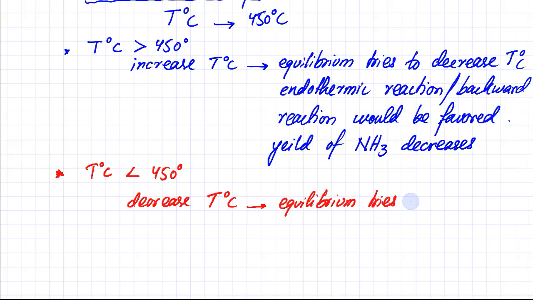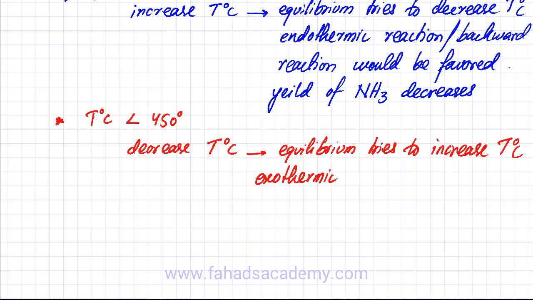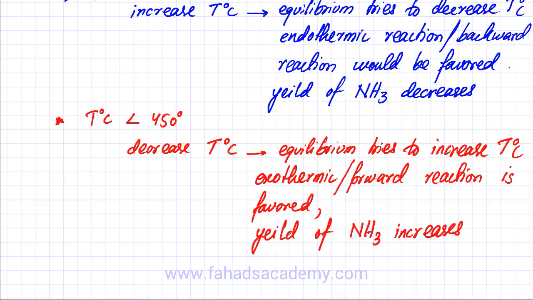So the equilibrium tries to increase temperature, which means the exothermic reaction would be favored. If we go back to the reaction that we are studying, the exothermic reaction is the forward reaction. So the forward reaction would be favored, which is a good thing. The yield of NH3 would definitely increase, which means that the output increases.